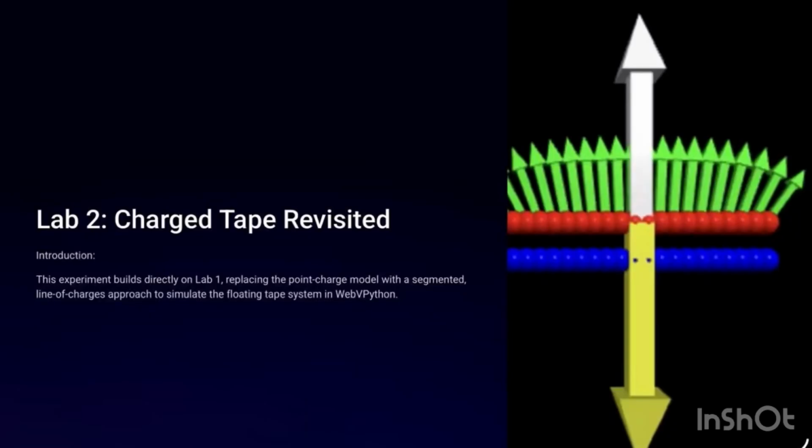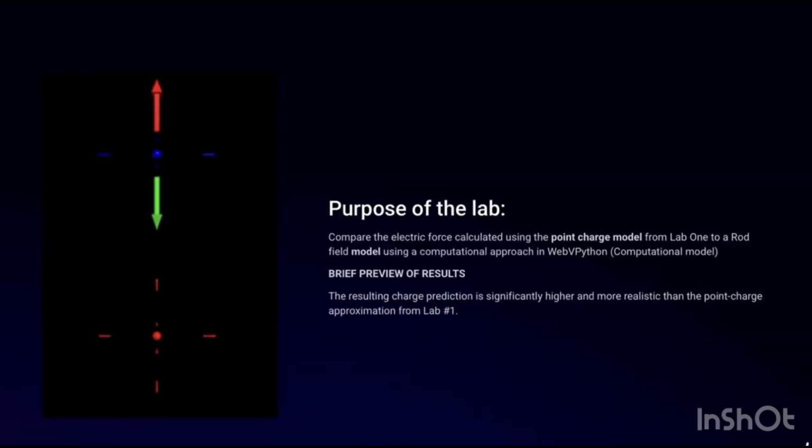In this lab, we're continuing from Lab 1, where we looked at two strips of tape, one floating above the other, that were both charged. The main goal of the lab is to compare the electric force calculated using the point charge model from Lab 1 to a line of rod charges model. For this lab, we're only using a computational model using WebVPython Glowscript.